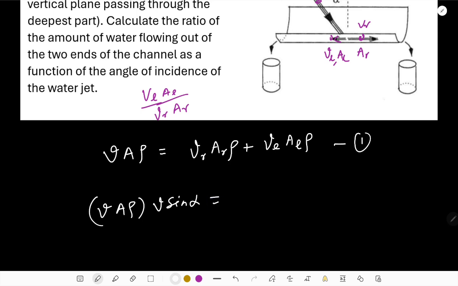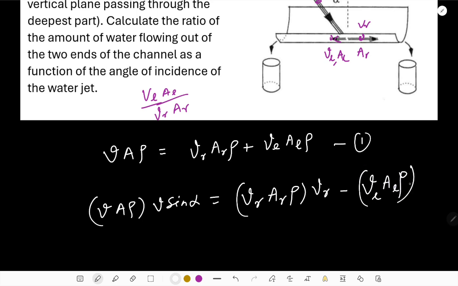And in the similar manner we can write V_R A_R rho V_R, that is the linear momentum per unit time of the water flowing to the right. And for the left we can simply write V_L A_L rho multiplied by V_L, and this is my equation number 2.